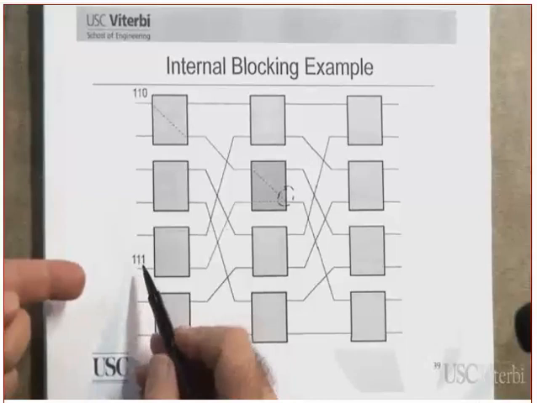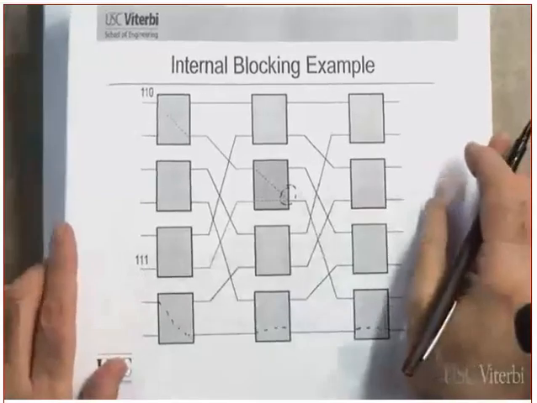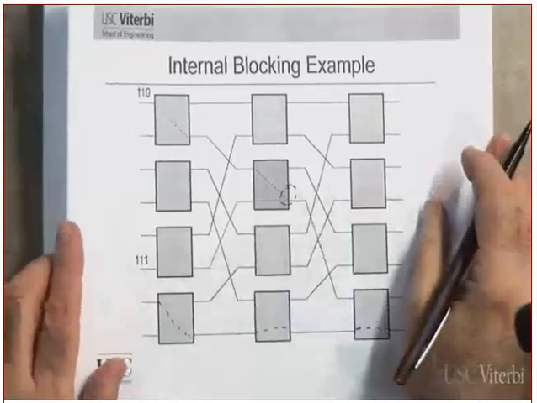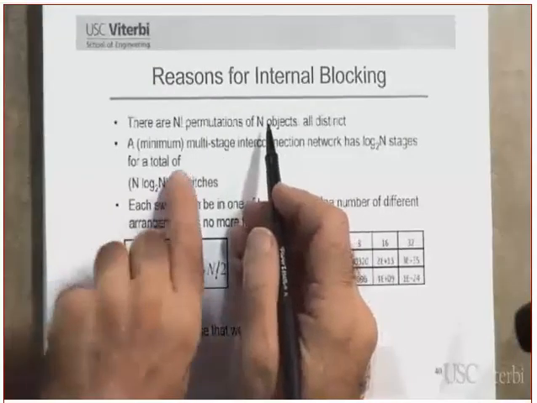Each switch can be in either what? Each switch. This is the switch. It could be in either this state or this state. Clear? Each of these switches could be either in this state or in this state. How many switches total? We have n over 2 log n. And each can be in which state? It's 2 states. So how many total possible number of states? It's 2 raised to the power n by 2 log n. Did you get this or not?